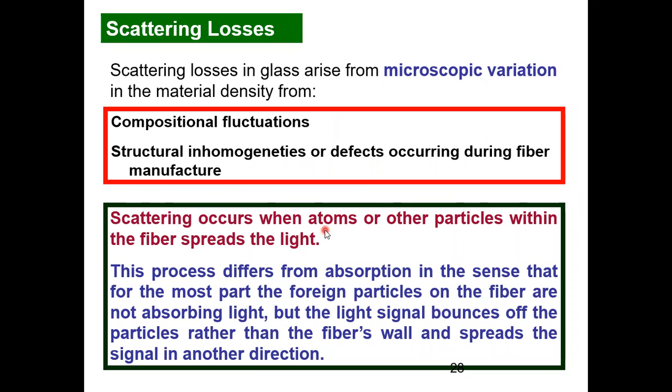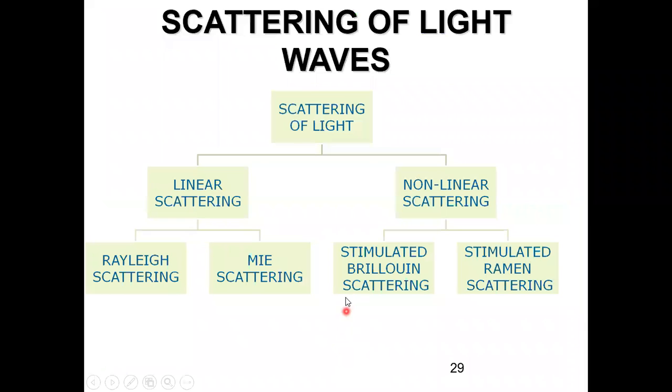So scattering occurs when atoms or other particles within the fiber spread the light. This process differs from absorption in the sense that for the most part, the foreign particles in the fiber are not absorbing light. Look, in absorption also there was a foreign particle, and in scattering also there is a foreign particle. There, that particle was taking in the light, heat was generated, light energy was converted into heat energy, so it was absorbing. But here the light signal bounces off the particle rather than the fiber walls and spreads the signal in another direction.